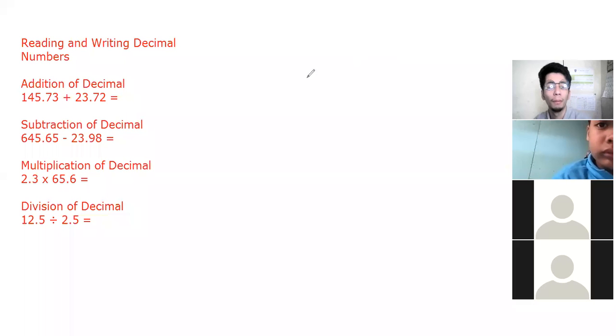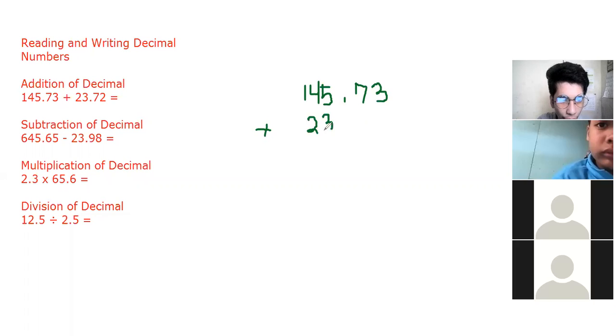Okay, first we have addition of decimals. We have 145.73, and we add it to 23.72. So be careful in aligning. They must be aligned, since this is just addition, right? The decimals must be aligned. If they are not aligned, you are going to have a wrong answer.